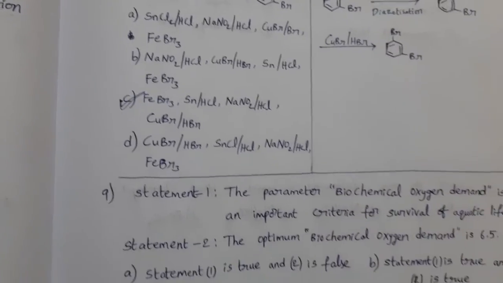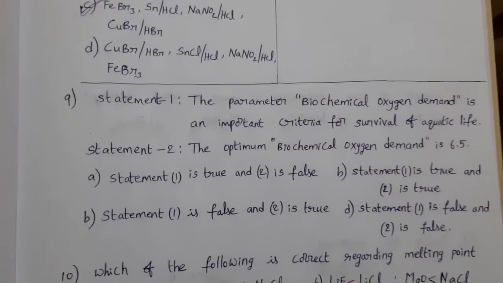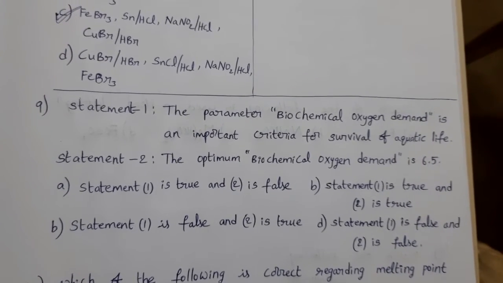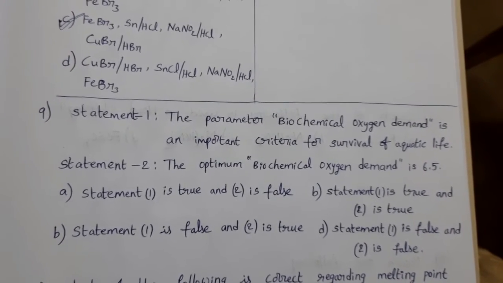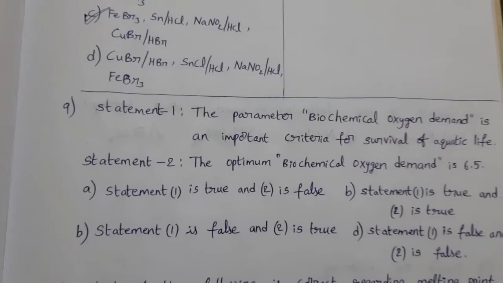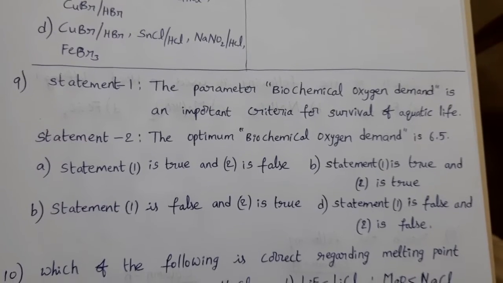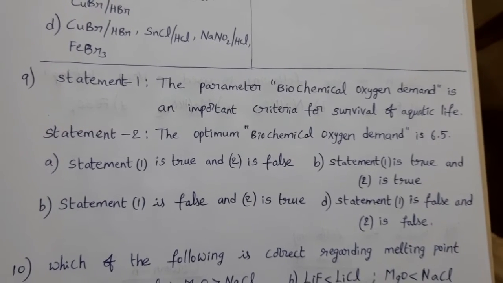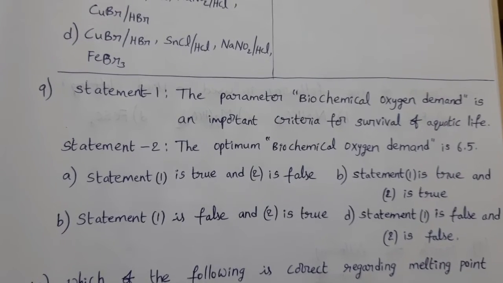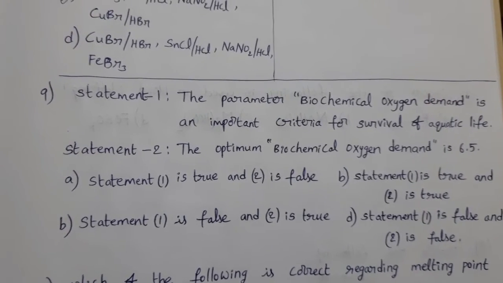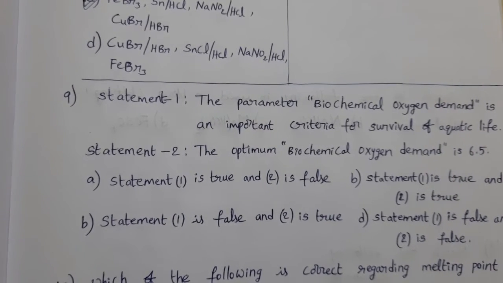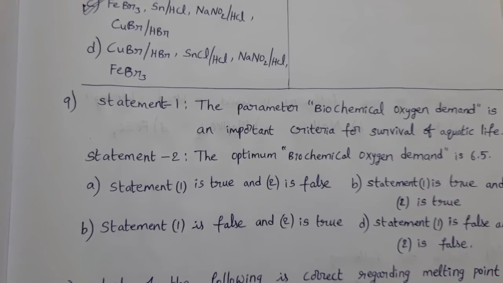Next, see the next question. Statement 1, statement type questions. The parameter biochemical oxygen demand. Biochemical oxygen demand is an important criterion for survival of aquatic life. First of all, what is the definition of biochemical oxygen demand? This topic you will learn in environmental chemistry in first year.